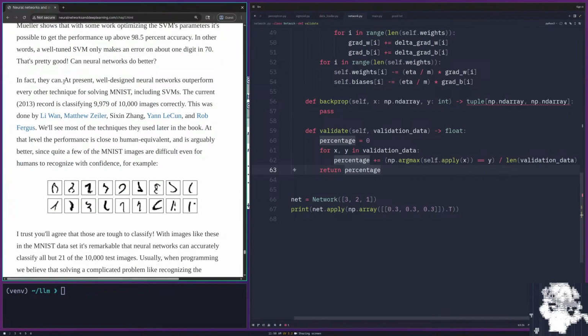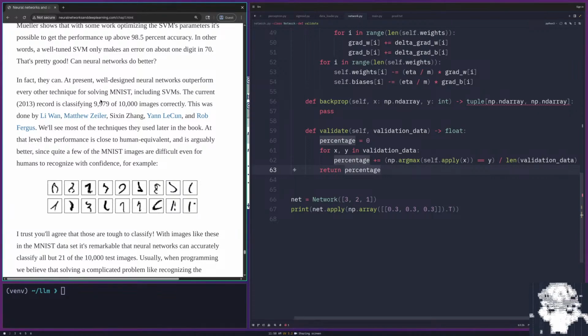In fact, they can. At present, well-designed neural networks outperform every other technique for solving MNIST, including SVMs. The current 2013 record is classifying 9,979 out of 10,000 images correctly. This was done by Li Wan, Matthew Zeiler, Sixin Zhang, Yann LeCun, and Rob Fergus. We'll see most of the techniques they use later in the book.